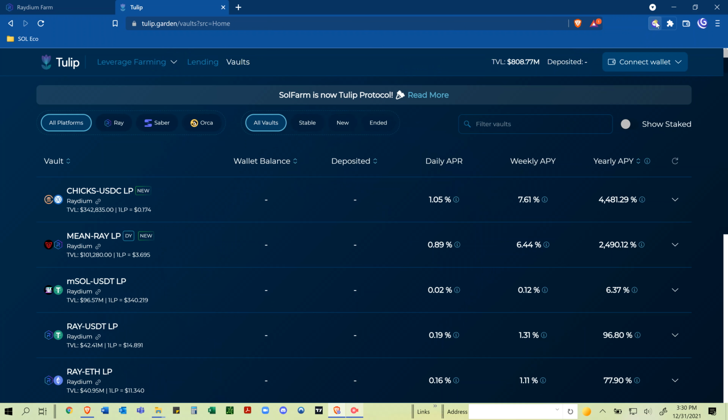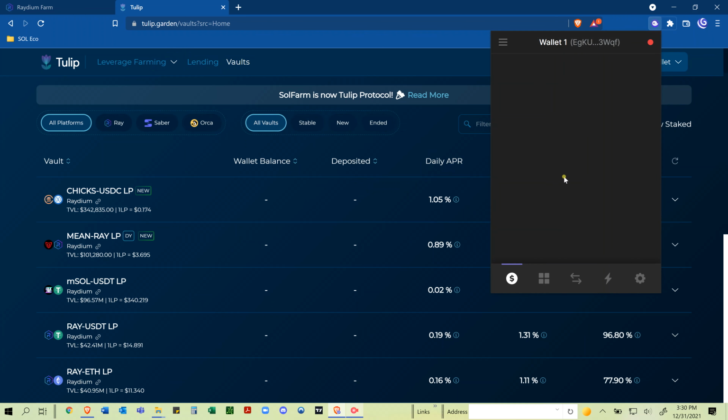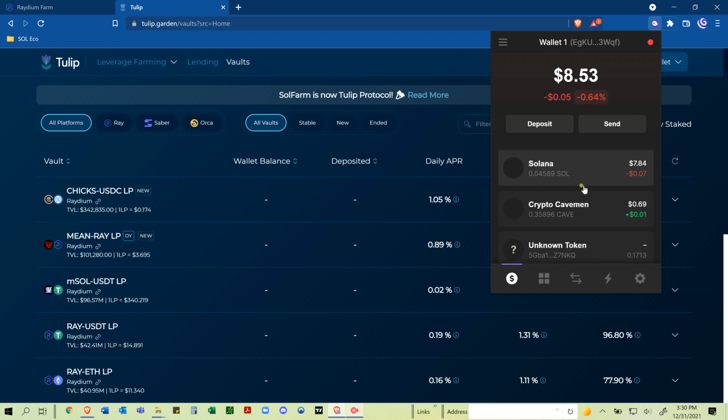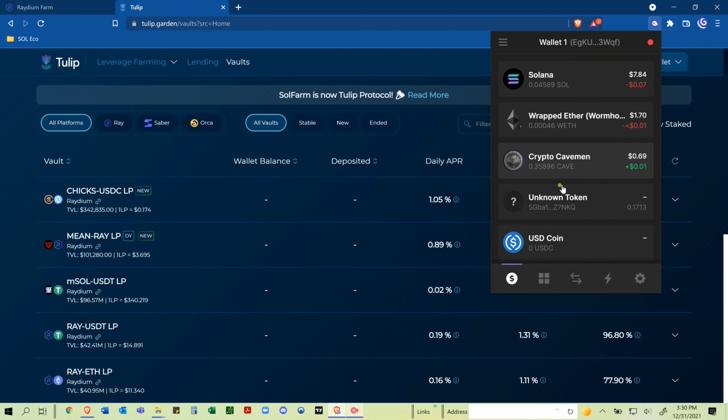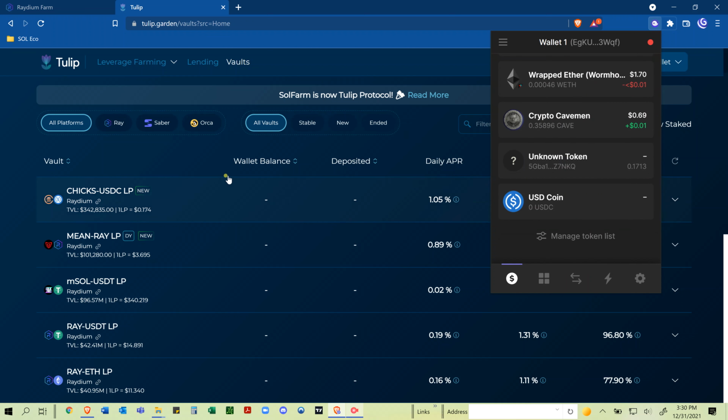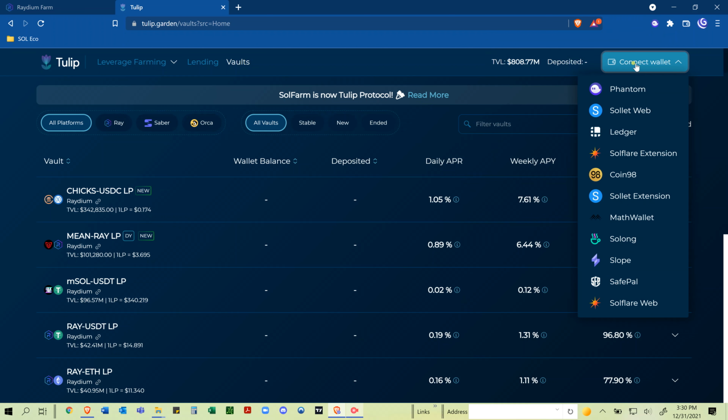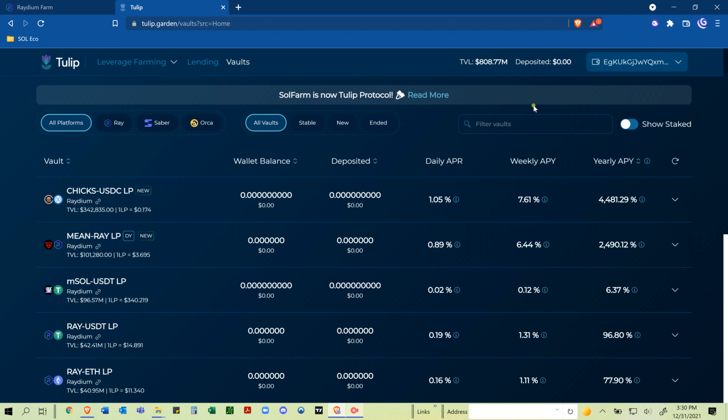So we're going to launch that. If we were to look in our Phantom wallet, we're going to have this unknown token, which is actually our liquidity protocol that we created on Radium. And now we're going to use it over here on Tulip. So connect the wallet again, connected.